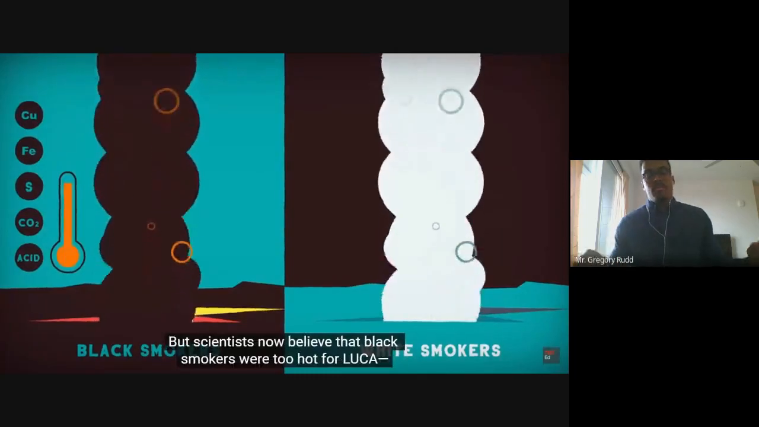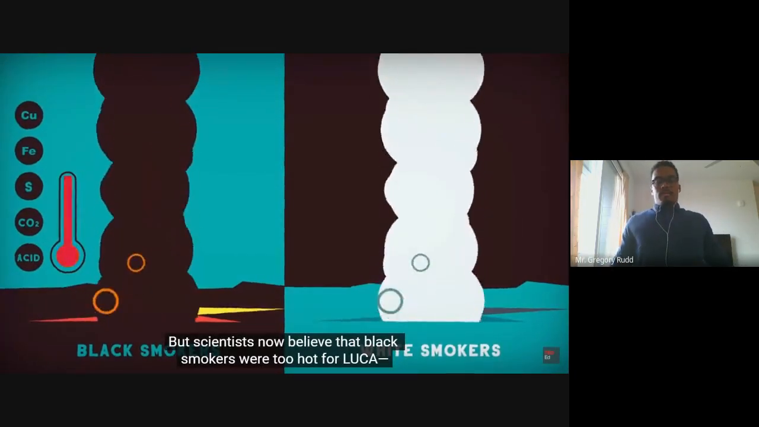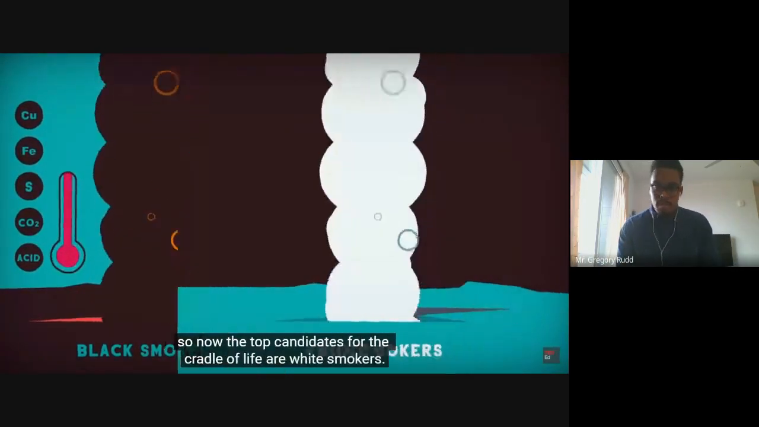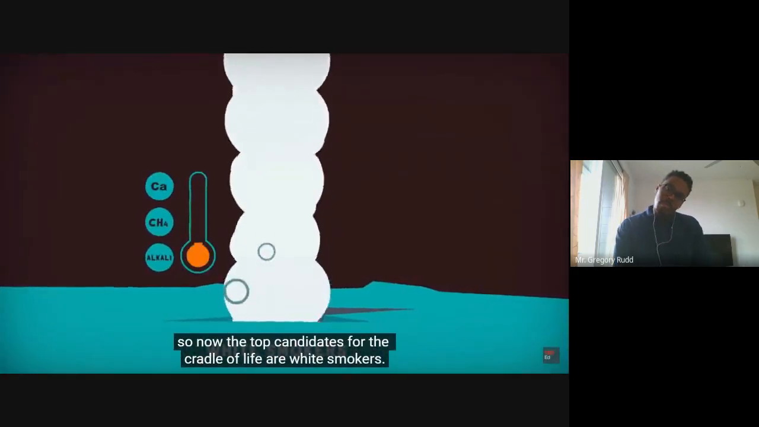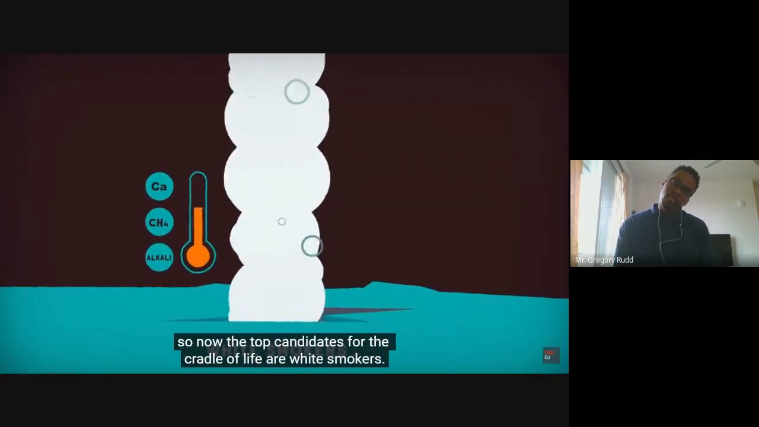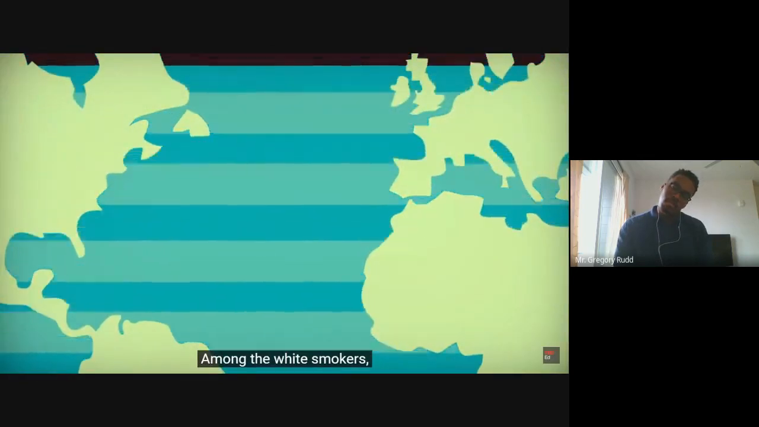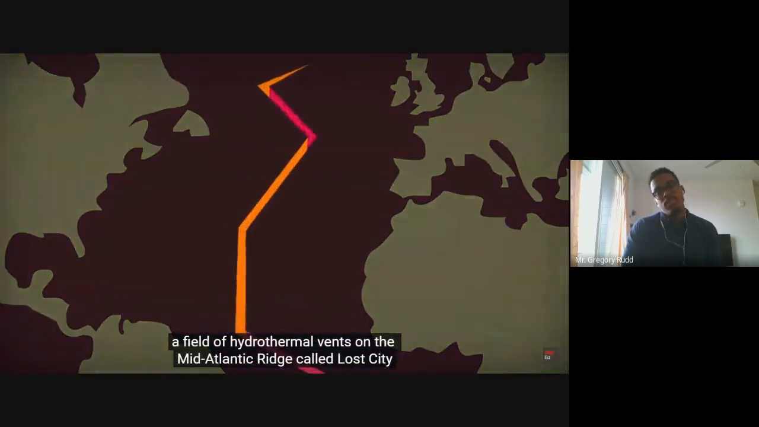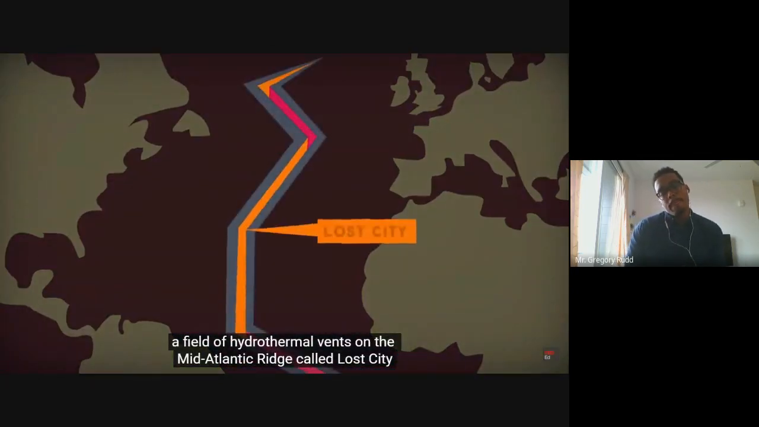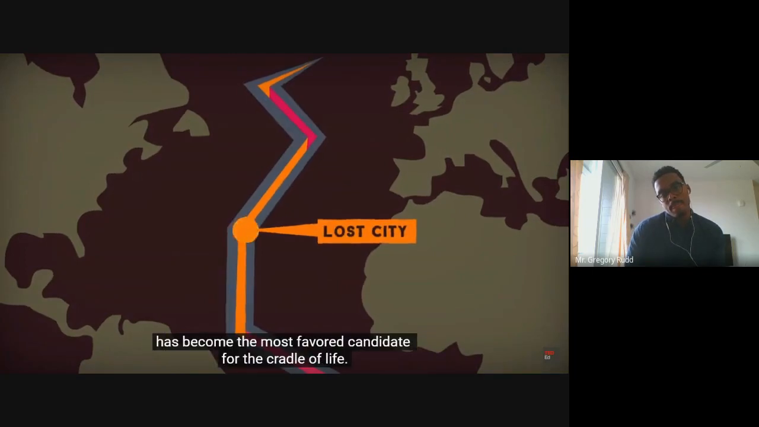But scientists now believe that black smokers were too hot for LUCA, so now the top candidates for the cradle of life are white smokers. Among the white smokers, a field of hydrothermal vents on the Mid-Atlantic Ridge called Lost City has become the most favored candidate for the cradle of life.